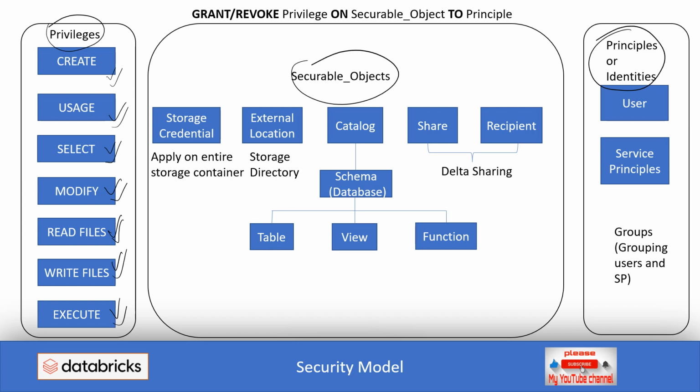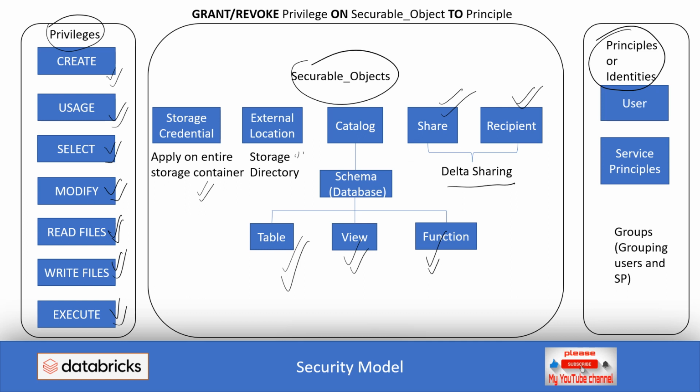Securable objects: tables, mostly we use the table. We are giving read, write kind of permission. Table we have used. Function, this we already talked about. Database, multiple databases can connect with the catalog. This is the share, right hand side, share and recipient. These are used for data sharing. External location, we are talking about the storage directory, right? Storage credential applies on the entire storage container. So these are the objects where we are granting the privileges.